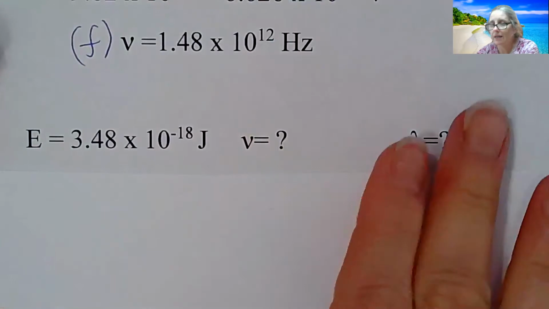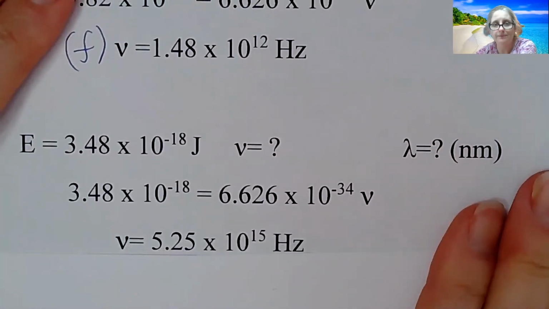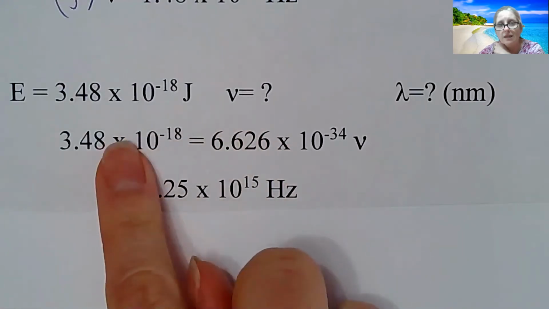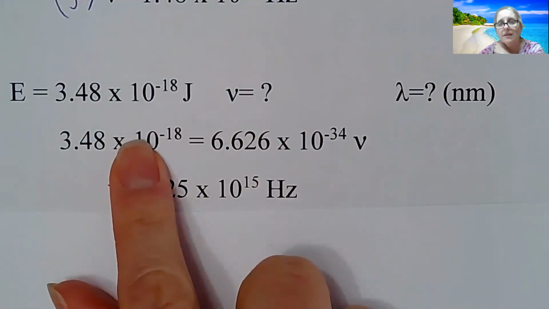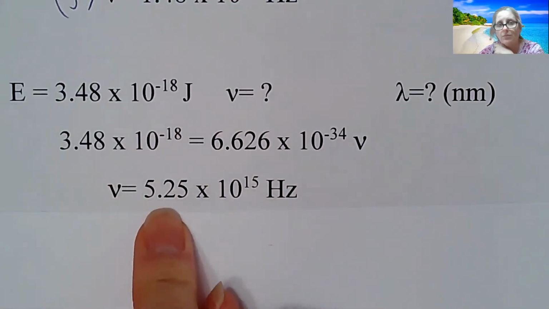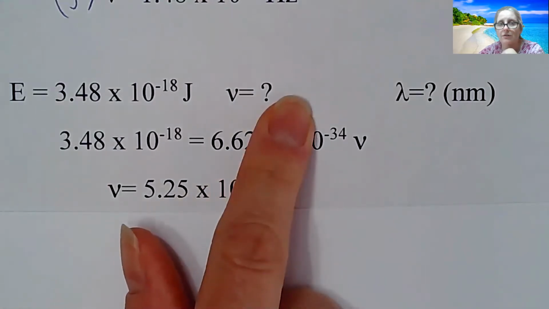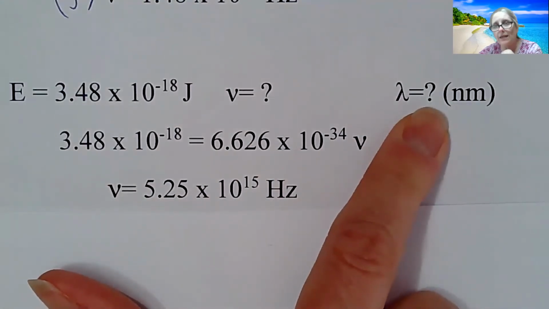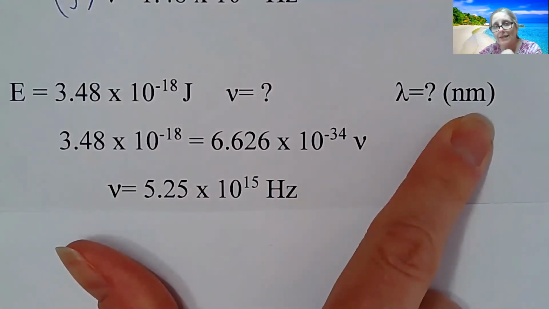So again, it's exactly like the previous problem, okay? So you're going to take your energy and divide the Planck's constant into it to get the frequency by itself. So you should end up with 5.25 times 10 to the 15th hertz. So that's going to be your frequency, and that is the first step to the problem. But you're not done, because I have to go all the way to wavelength, and I do want you to go all the way to nanometers.